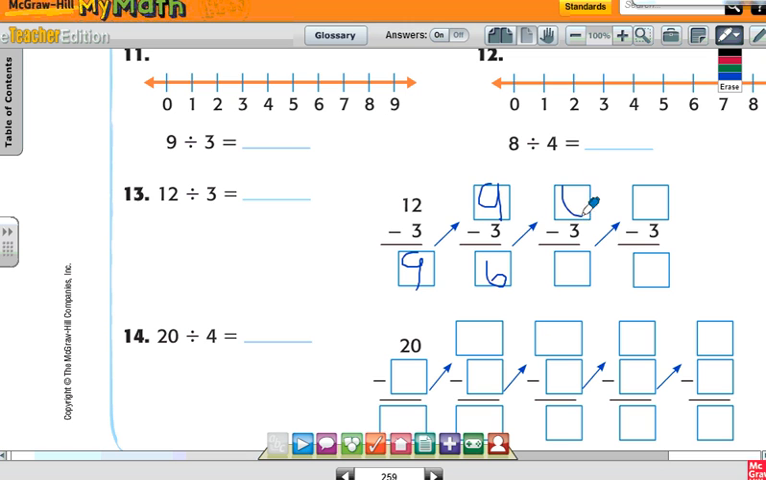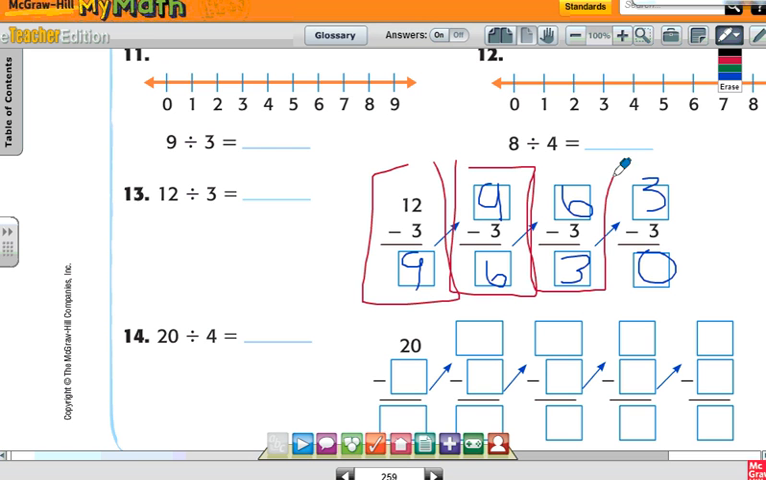And then 9 goes to the top. 6 minus 3 is 3. And then the 3 goes to the top. And 3 minus 3 is 0. So in this case, how many times did I subtract? 4. 1, 2, 3, 4. So 12 divided by 3 is 4.